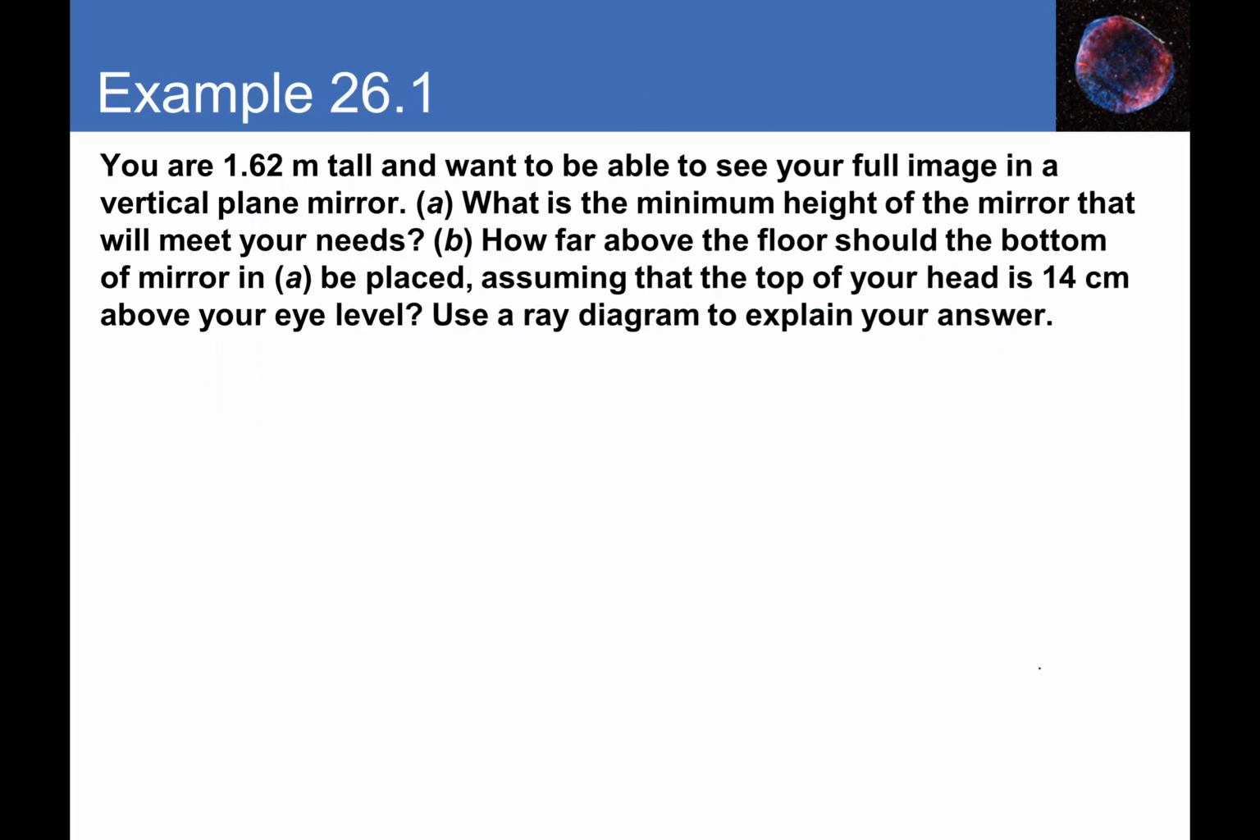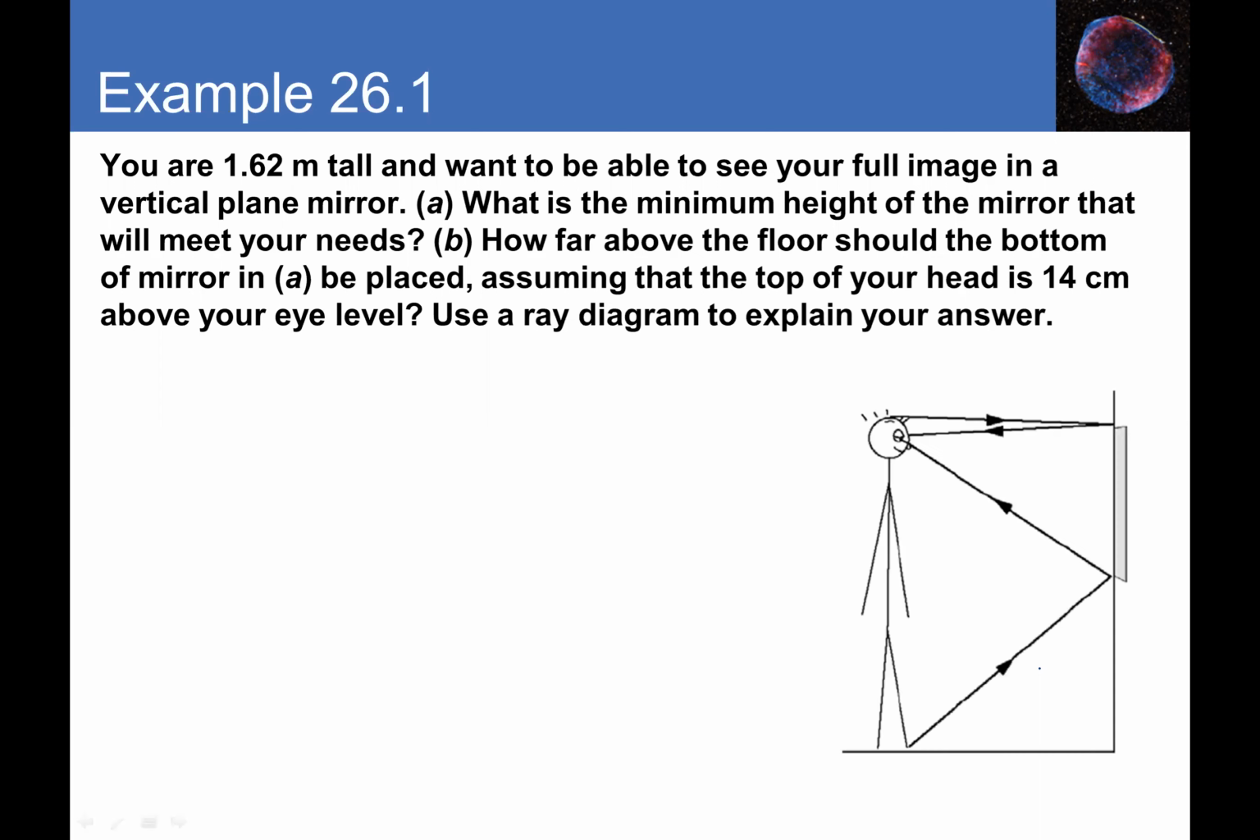All right, so let's look at this example here. You are 1.62 meters tall and want to be able to see your full image in a vertical plane mirror. What is the minimum height of the mirror that will meet your needs? How far above the floor should the bottom of the mirror be placed, assuming the top of your head is 14 centimeters above your eye level? We're going to use ray diagrams to do that, and here's the image of that.